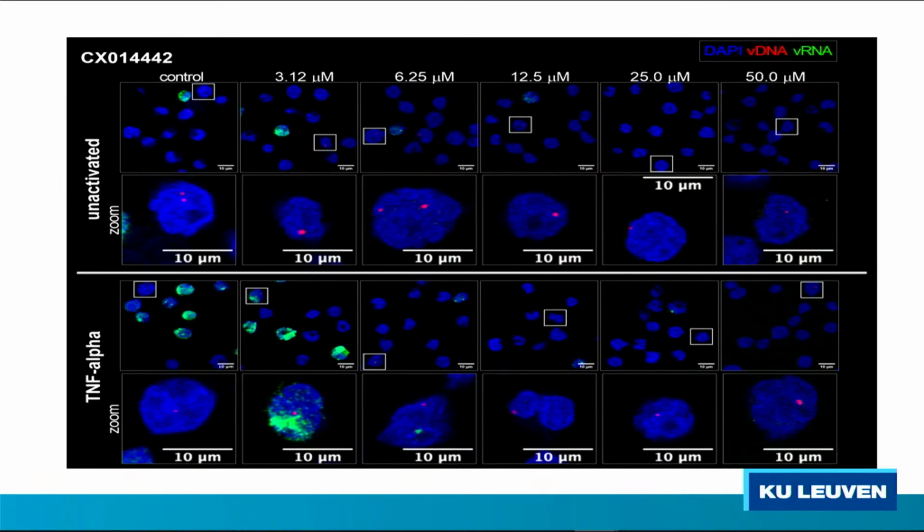If we activate the cells, you will see many more of those. So these cells are activated to produce a lot of RNA. But you see that if we increase the ligand concentration, less and less cells will have RNA, and the same is true for the reactivation. So we block and we lock reactivation.